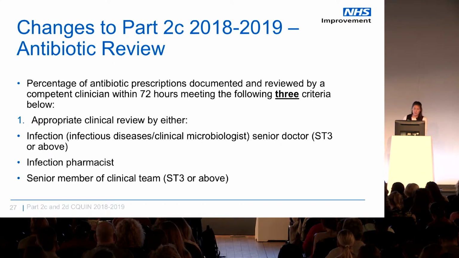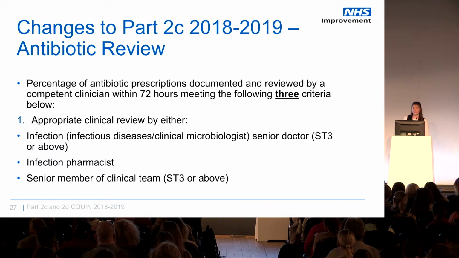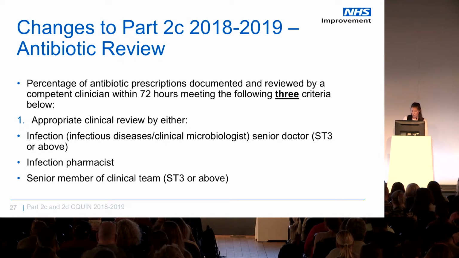So, to start off with, I'll talk about the antibiotic review section. So this is part 2C. As you can see here, I've highlighted in red any changes to the new CQUIN, so it's clear for everyone. So there's 3 criteria that the antibiotic review needs to meet. Now, having said that, none of these criteria are essentially new. They've just been reworded or tweaked to make them a lot clearer.